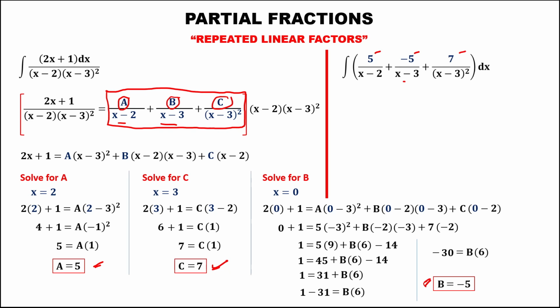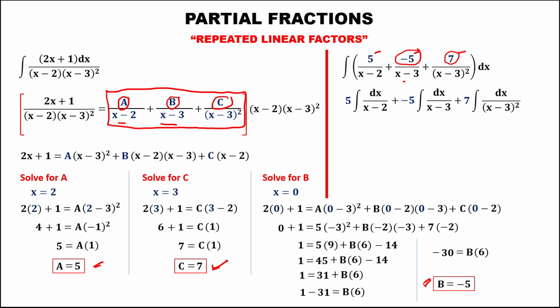Then we need to put the constant outside and integrate every term. So we have positive 5, then the integral of dx over x minus 2, then plus, again put this constant outside, so negative 5, then the integral of dx over x minus 3, then plus, put this constant outside, so we have 7, then the integral of dx over (x minus 3) quantity to the power 2.